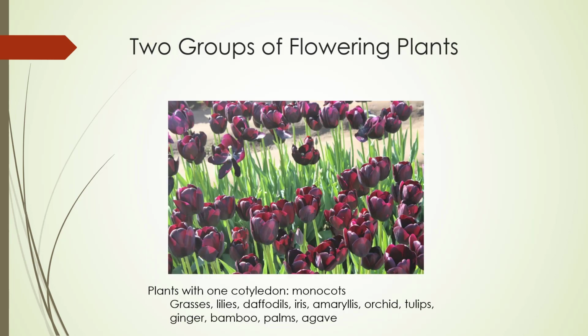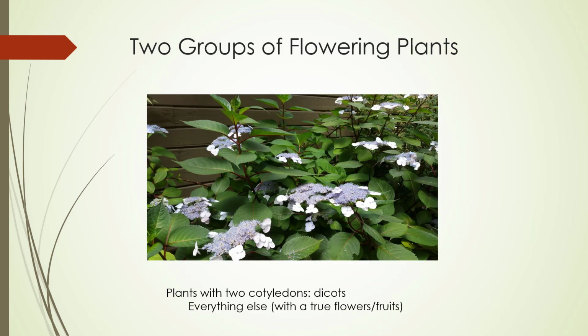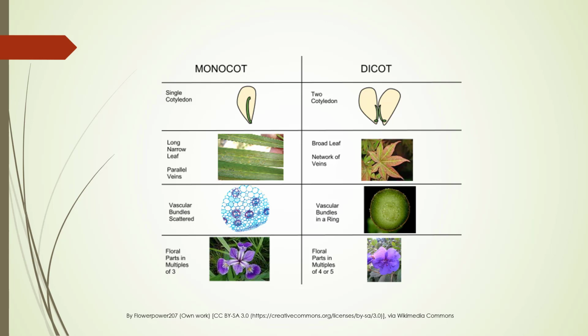So monocotyledons, or monocots, remember that's a subclass when we were talking about our classification last week. They have one seed leaf, and these contain grasses, lilies, daffodils. We can see tulips here, bamboo, palms, agave. And then with two cotyledons, or seed leaves, dicotyledons, and this is everything else that has true flowering or fruits. So the big differences here are the monocot has a single seed leaf or cotyledon. The dicot has two.